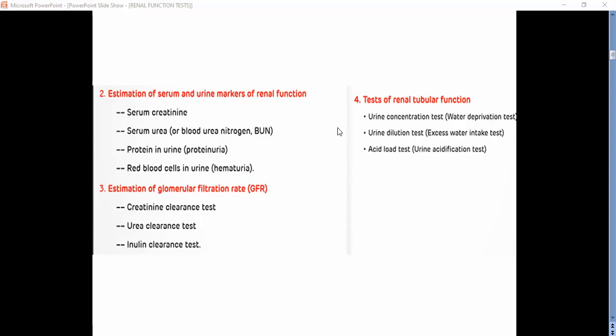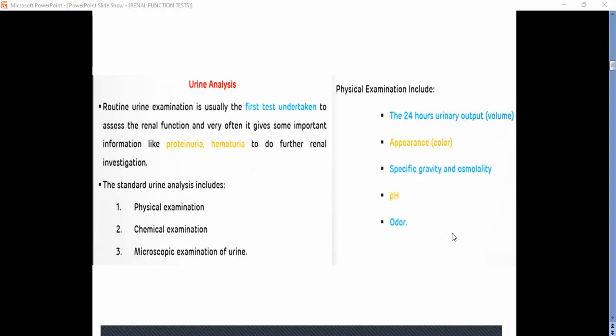In that, we do tests like the urine concentration test, urine dilution test, and acid load test. These are the four stages by which we can analyze the kidney's biochemical changes using the renal function test.